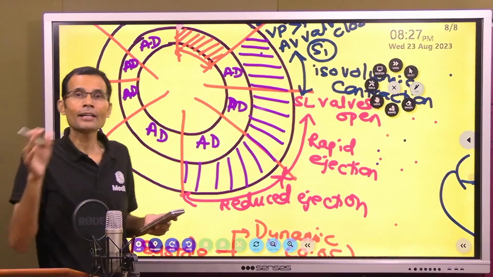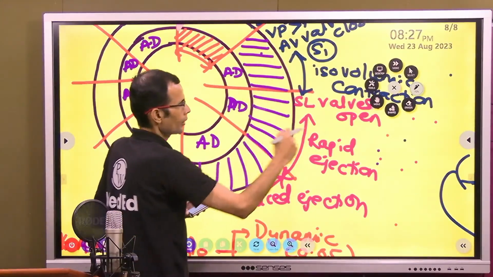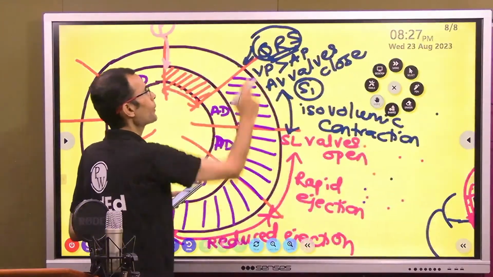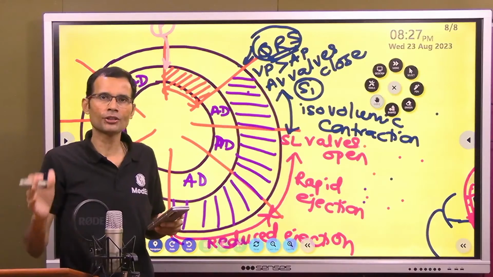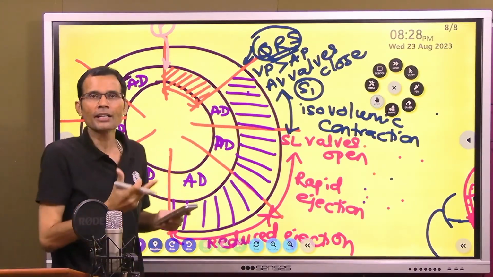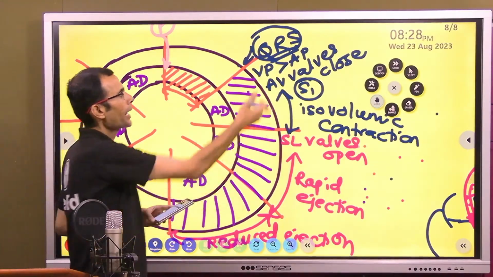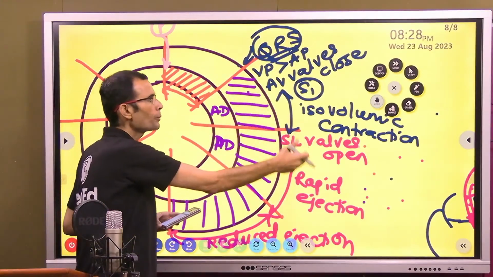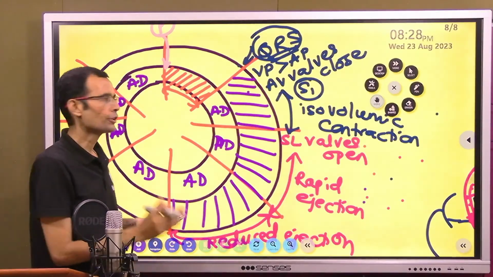First, there will be the electrical event, that is the QRS complex on the ECG, which is the ventricular depolarization. And after that, the mechanical event of ventricular systole will start. And these will be the events: first heart sound, then the isovolumic contraction, then the rapid ejection and reduced ejection.